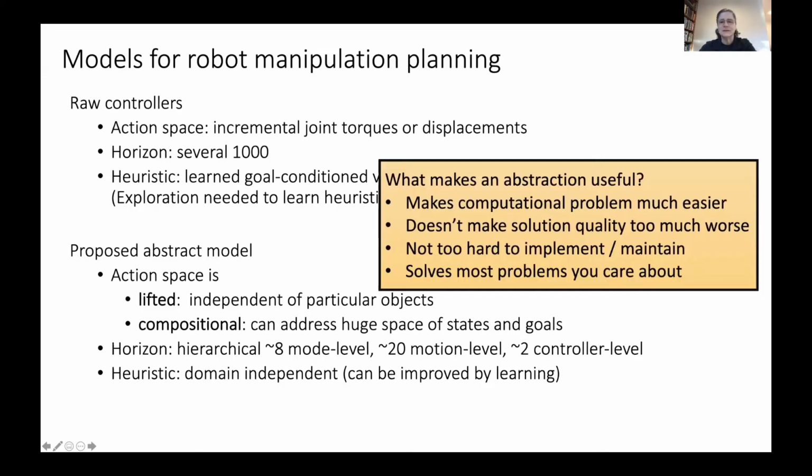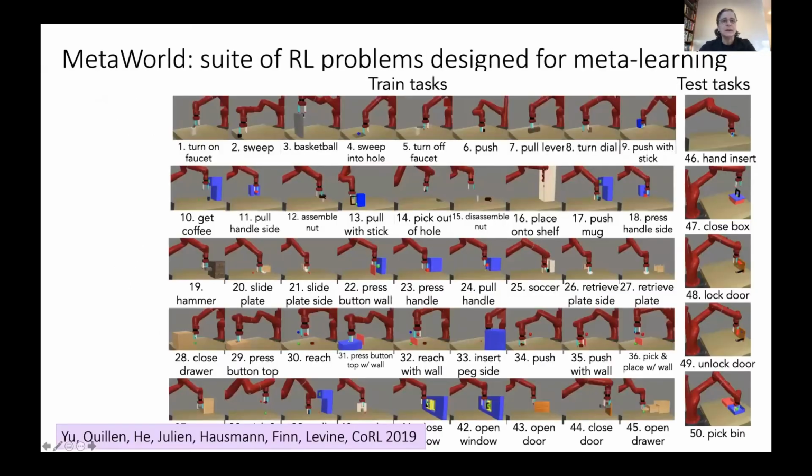So first of all, we have to think about, if we're going to make an abstraction, what makes it useful? It should make the computational problem easier. That's why we're doing it. Generally, it might make our solution quality worse, but we hope it doesn't make it too much worse and that it applies to lots of problems we care about.